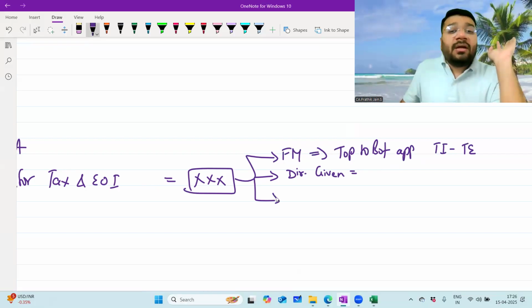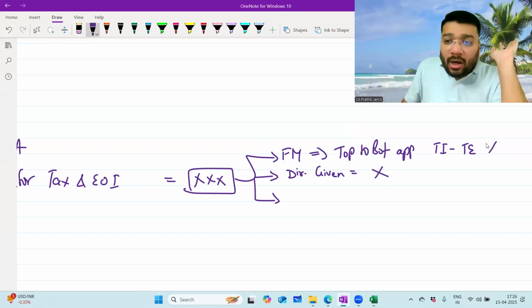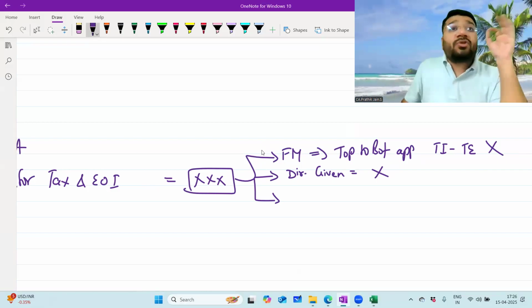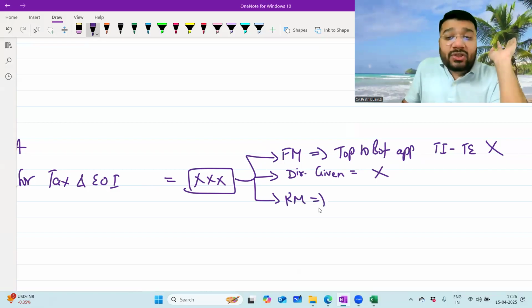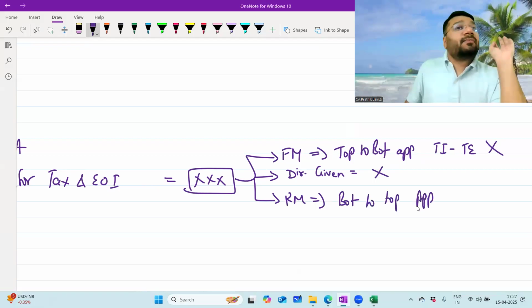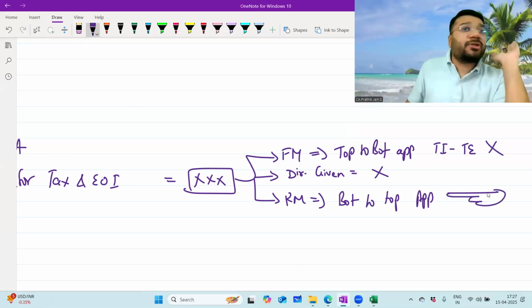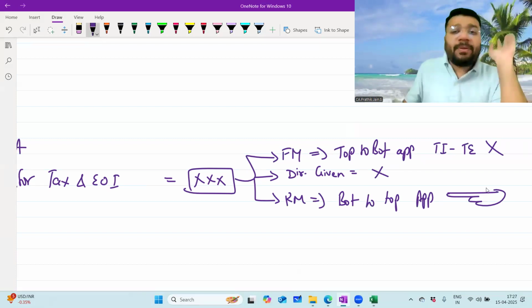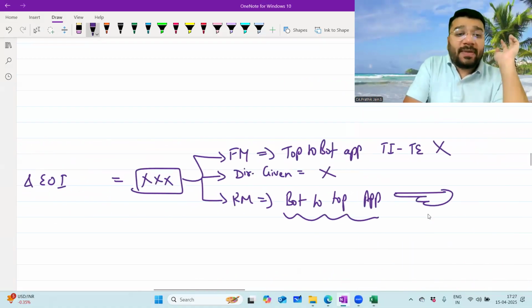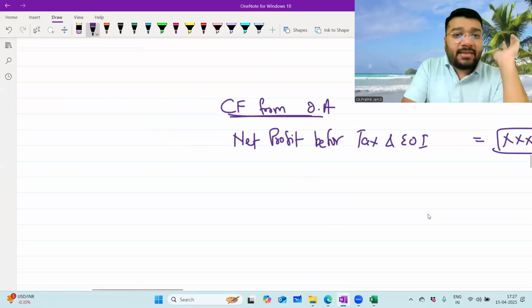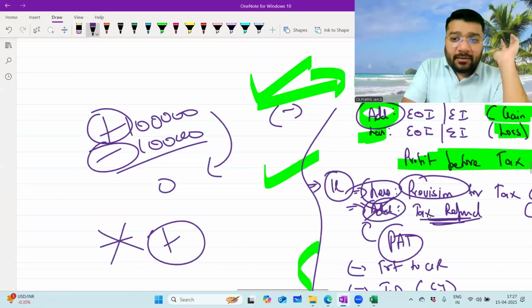The third option is what? They will neither give you information directly, nor any information about the total income or total expenses. So in the first two ways, you cannot do it. What is my third way? Reverse mechanism, which is called the bottom to top approach. This is the major type of question that they can ask in the examination. Now please tell me, if I go as per the bottom to top approach, what is my starting point? Surplus is my starting point. Before that, let's do a quick recap of the format of the P&L.